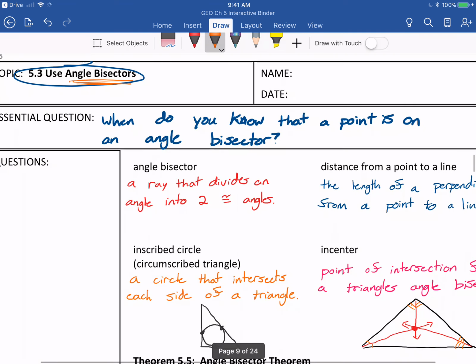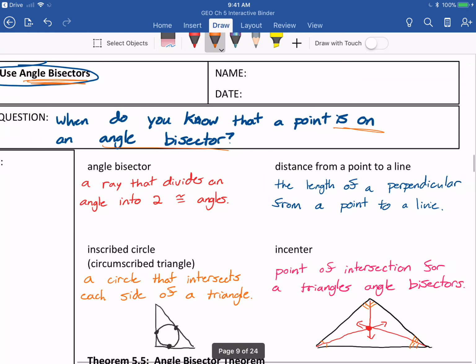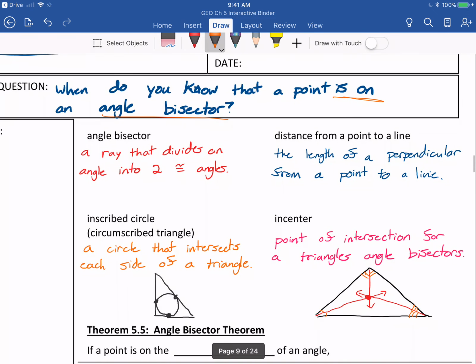Alright. Perfect. So here, essential question today, if you need to pause the video to write these things down, please do. What we're looking at today is: when do you know that a point is on that angle bisector? So we're looking at how you know when it's actually on there. And a couple of definitions here. If you want to pause, like I said, please do that.